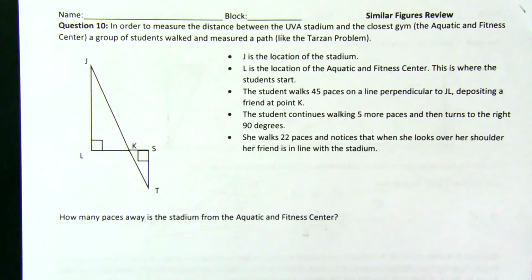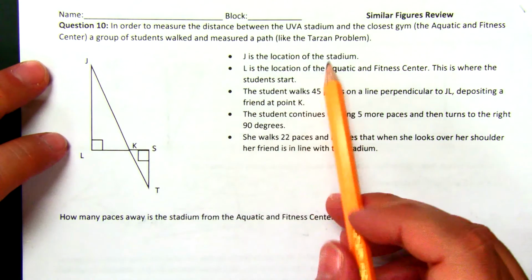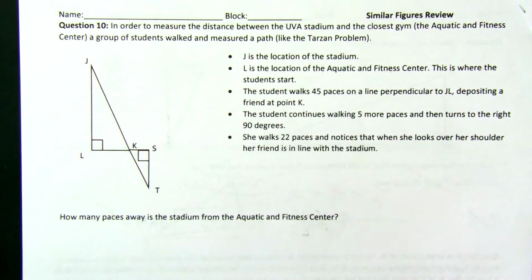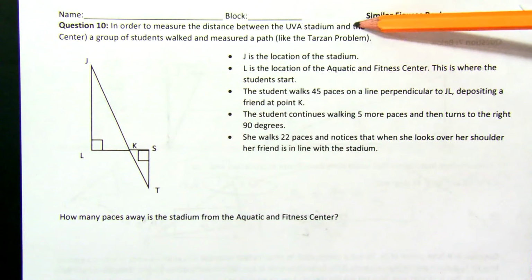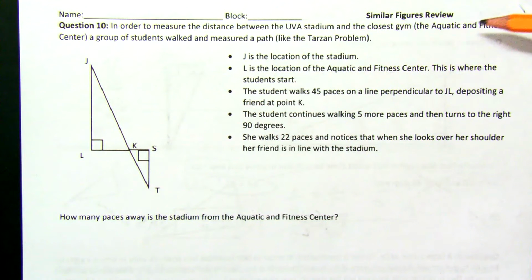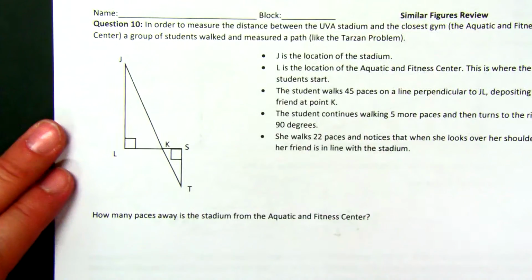Okay, last part, last page of this review. This is like one of the problems we did when we were outside measuring. We also had a problem like this in the packet last week at some point. In order to measure the distance between UVA Stadium and the closest gym, Aquatic and Fitness Center, a group of students walked and measured a path. This is like the Tarzan problem. That's what we called it before.